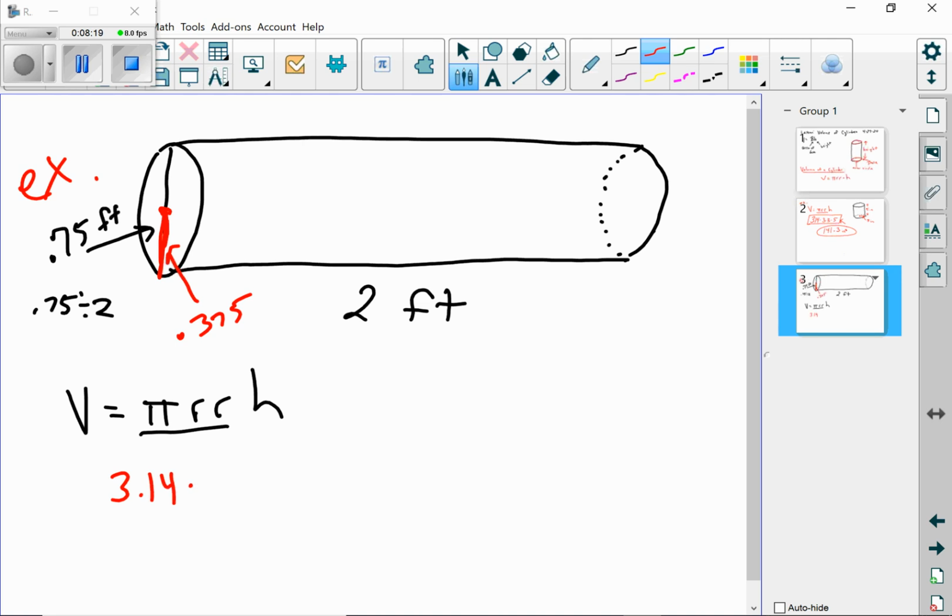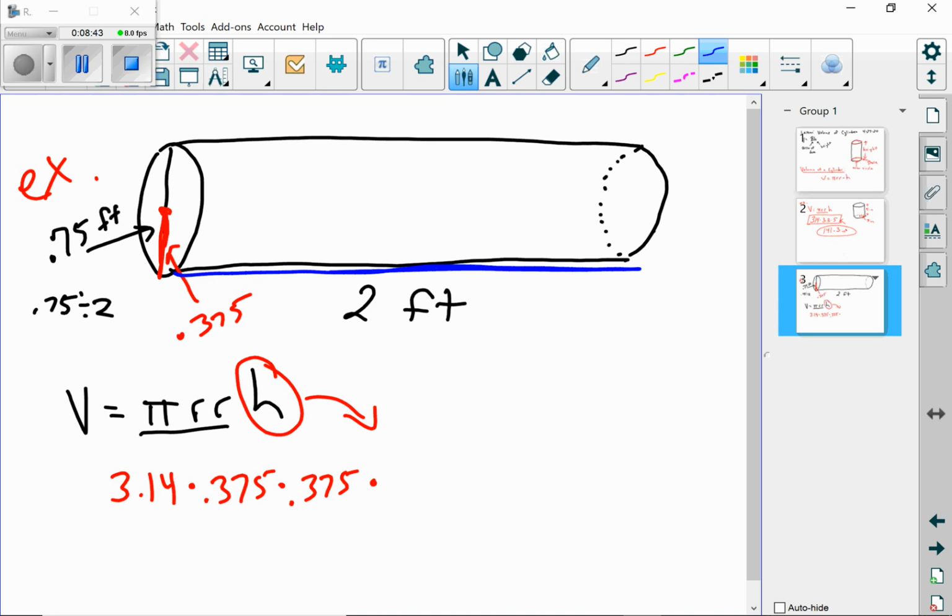So I'm going to type in all my decimals now. 3.14. I know the radius is 0.375. I have to write that twice. All right. Times the height. This is what confuses people. The height of this cylinder, the height of this can, the height of this pipe is actually this blue line on the bottom. It's the distance between the front and back circles. So the height of this pipe is actually 2 foot. It's not the distance up and down. It's always the distance between the 2 circles. So my height here is going to be a 2.